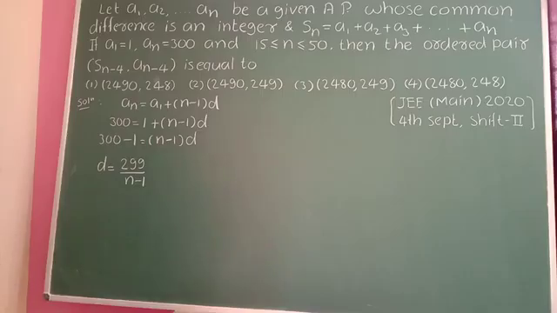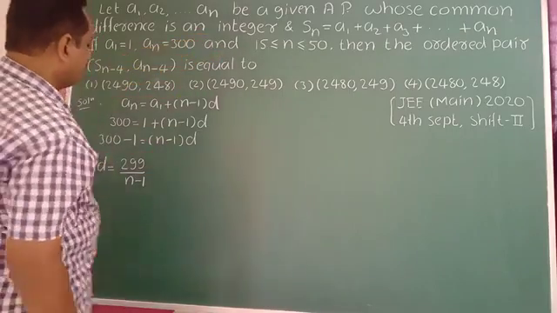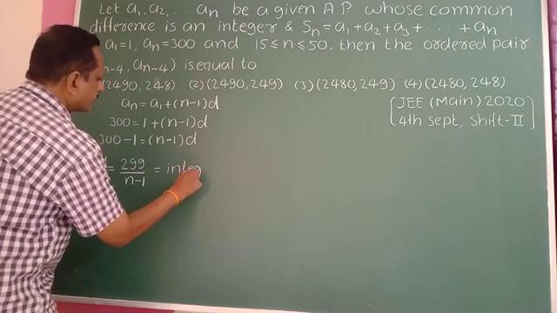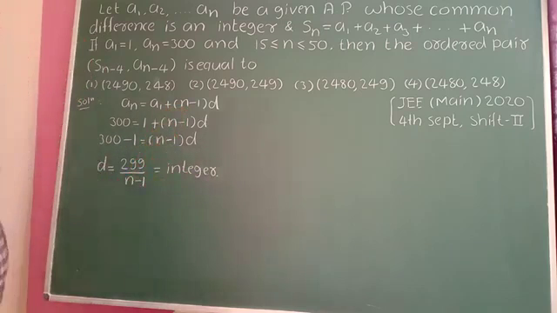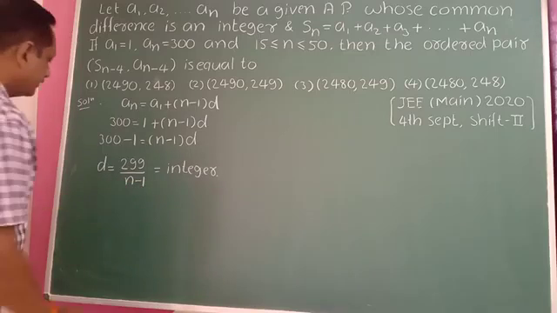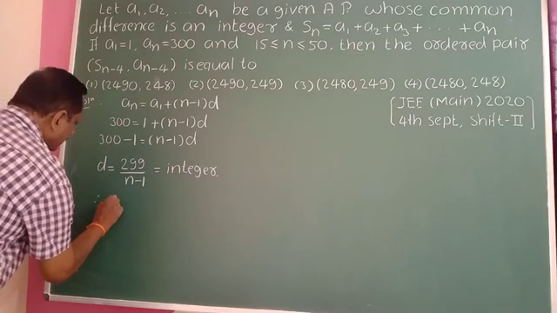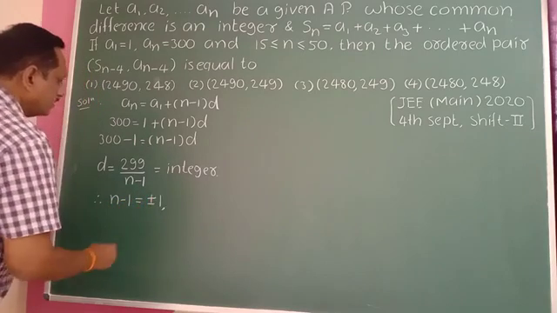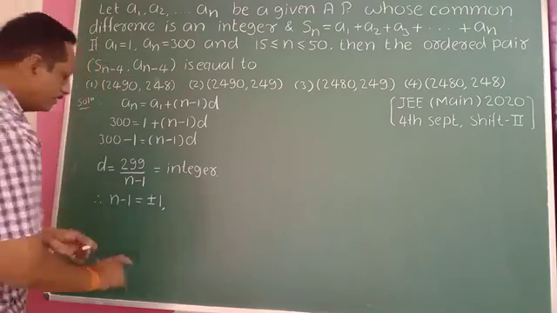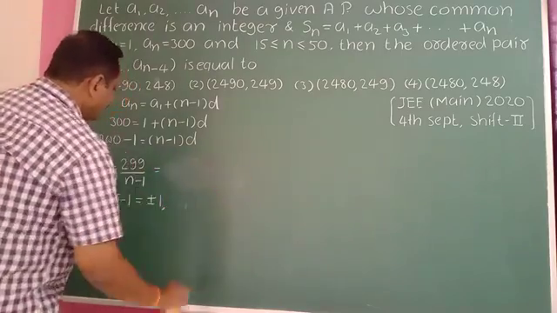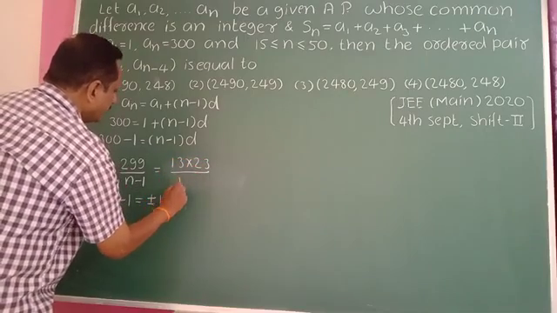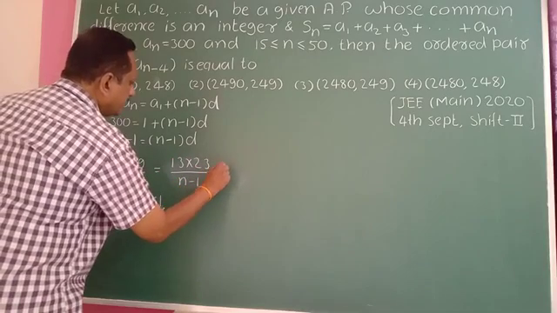299 divided by (N minus 1), and it is an integer here. Therefore, if the difference is an integer, then obviously this denominator must be a factor. Therefore, N minus 1 must be either plus 1 or minus 1, or you can take 299 as 13 into 23 divided by (N minus 1) here. It is an integer.